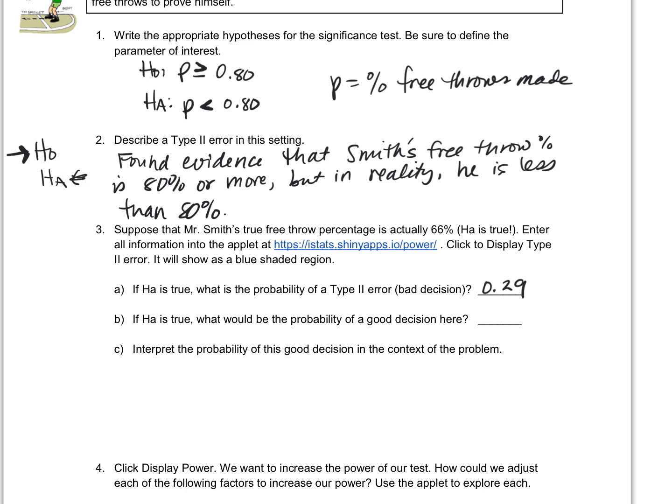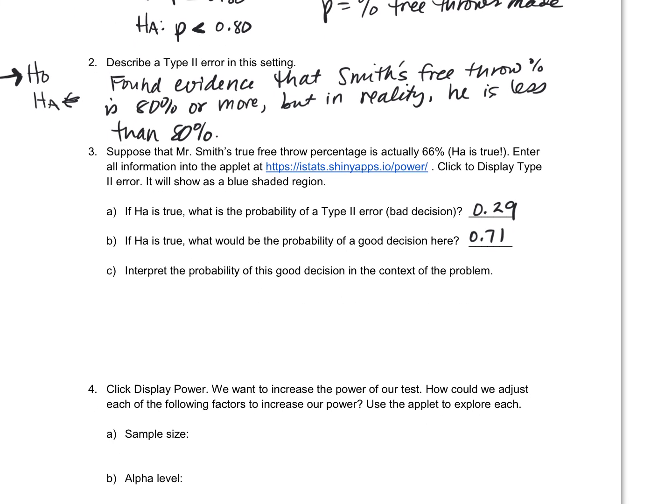If the alternative is true, what's the probability of a good decision, meaning you didn't make a mistake? What'd you say? The power? It's the power, yeah. So 71% chance that we did not make a mistake. That means we rejected the null, and we did not screw up. We did it right, okay? So probability of 0.71. Now, there's a lot of technicalities in power that you don't have to know. All right, just trust here. I'm going to give you what you need, but there's a lot behind it you don't have to know.